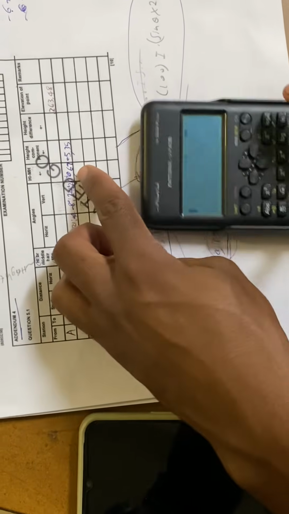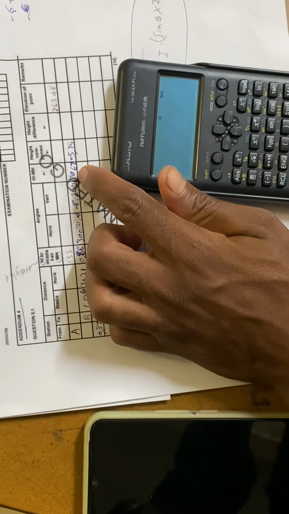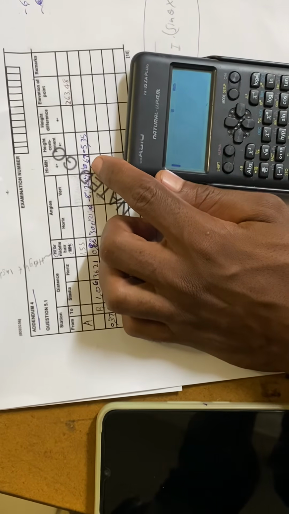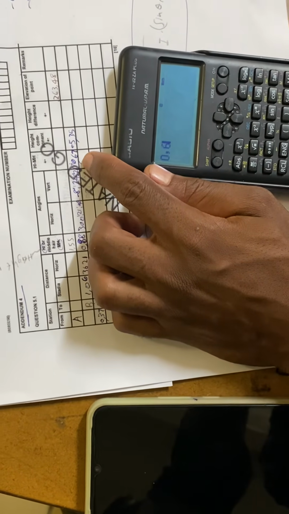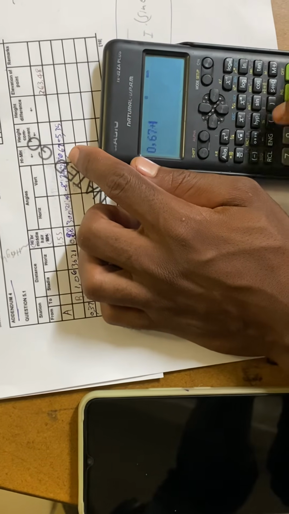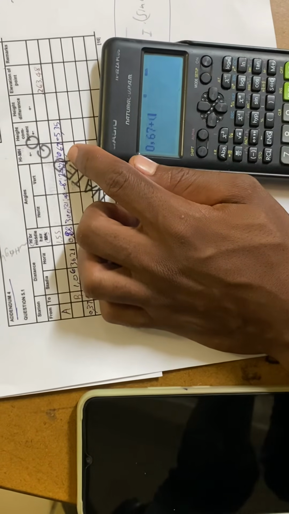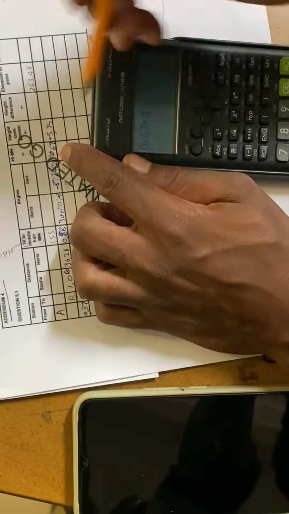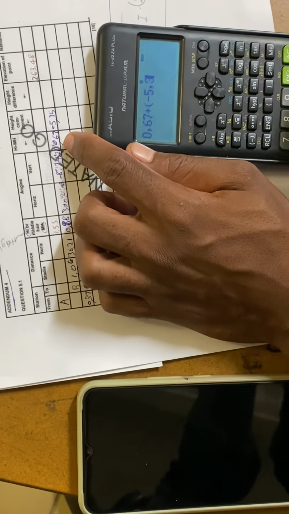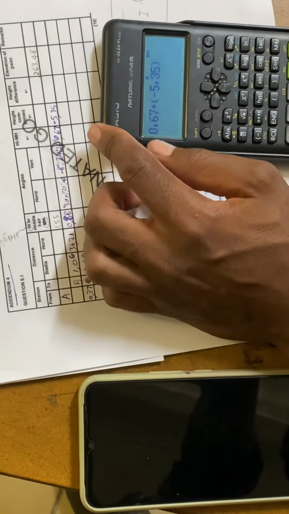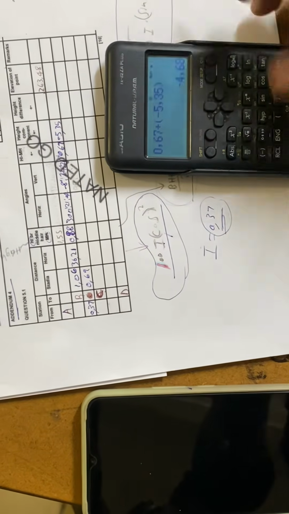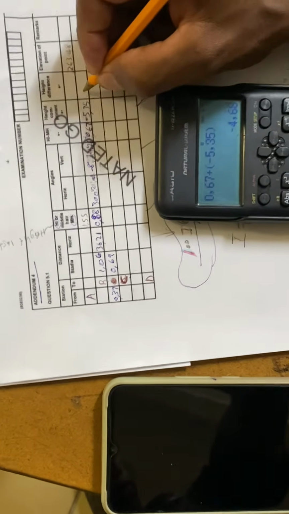As we are given this information, you have to take this one first, which is positive 0.67. I can say plus, because the rule says positive plus, open brackets, the answer is negative, negative 5.35. Close. Then it equals, you see the answer is negative. You have to write it the way it is. You must show the answer is negative.